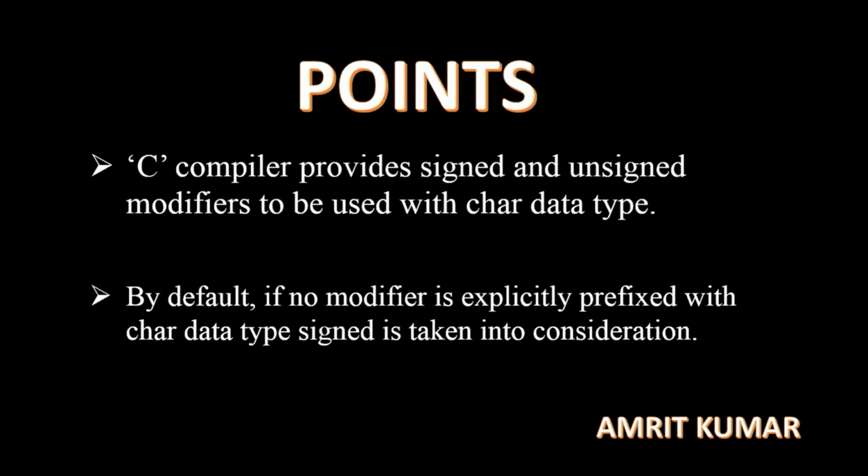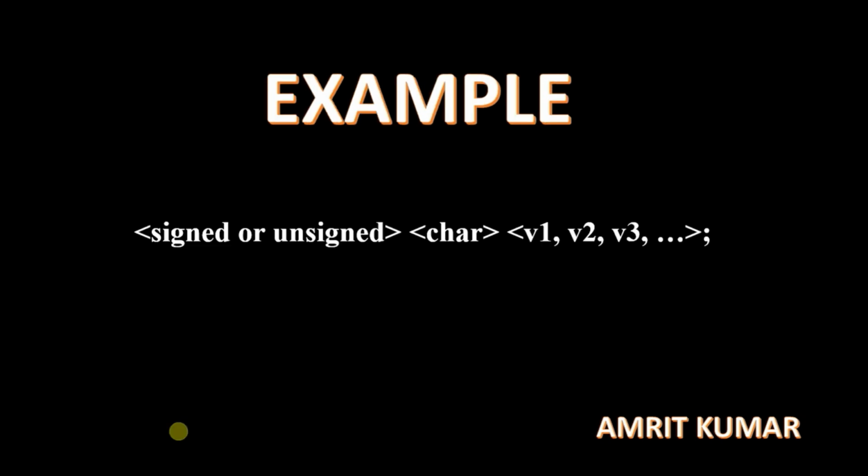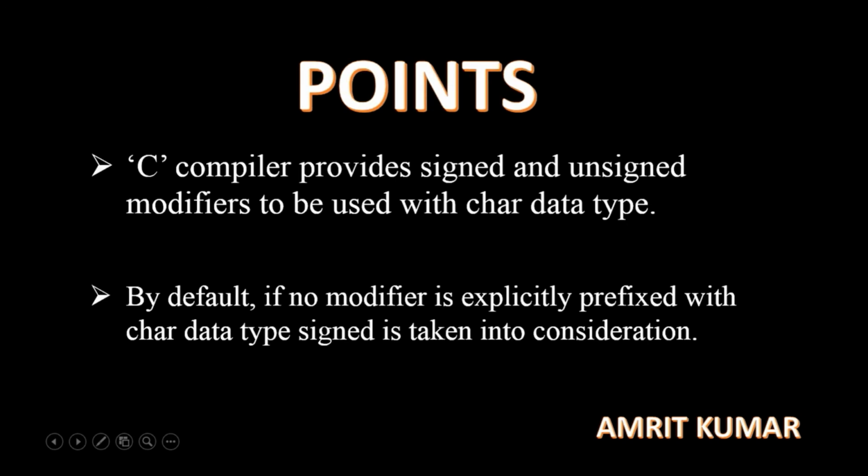Now there are some points you need to remember for a better understanding of C language. The first point is that the C compiler provides signed and unsigned modifiers to be used with the char data type, and that is very important. That is what we have used here. You are seeing that the signed or unsigned modifier is used with the char data type, and this is what we have learned.